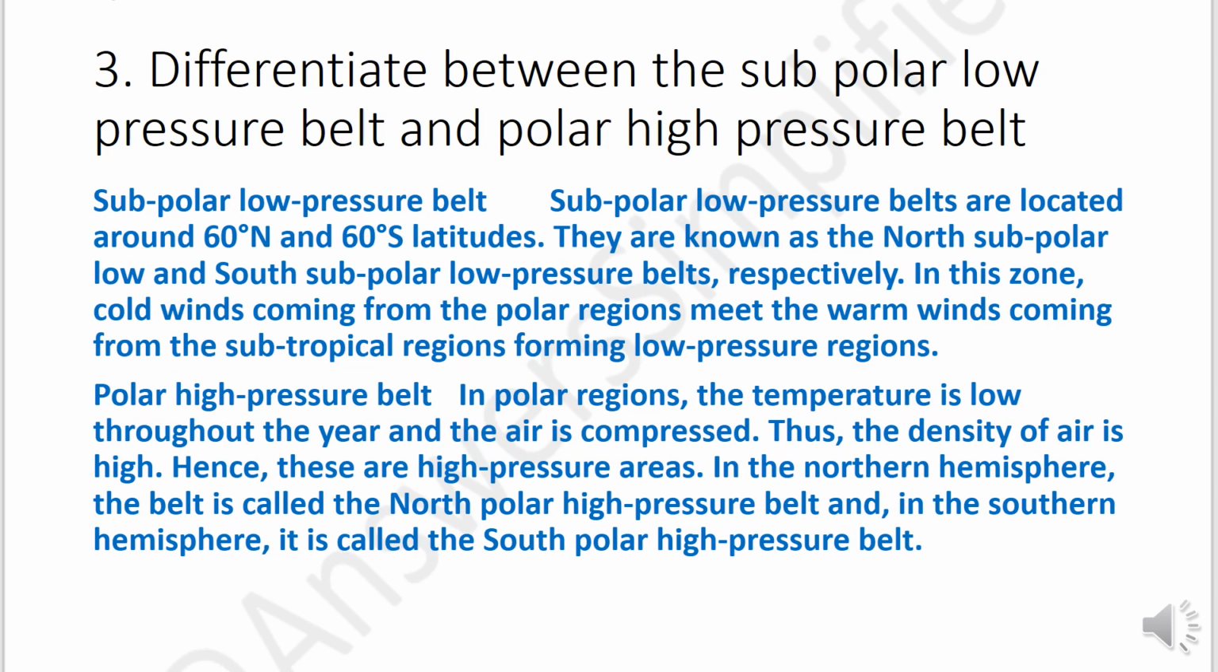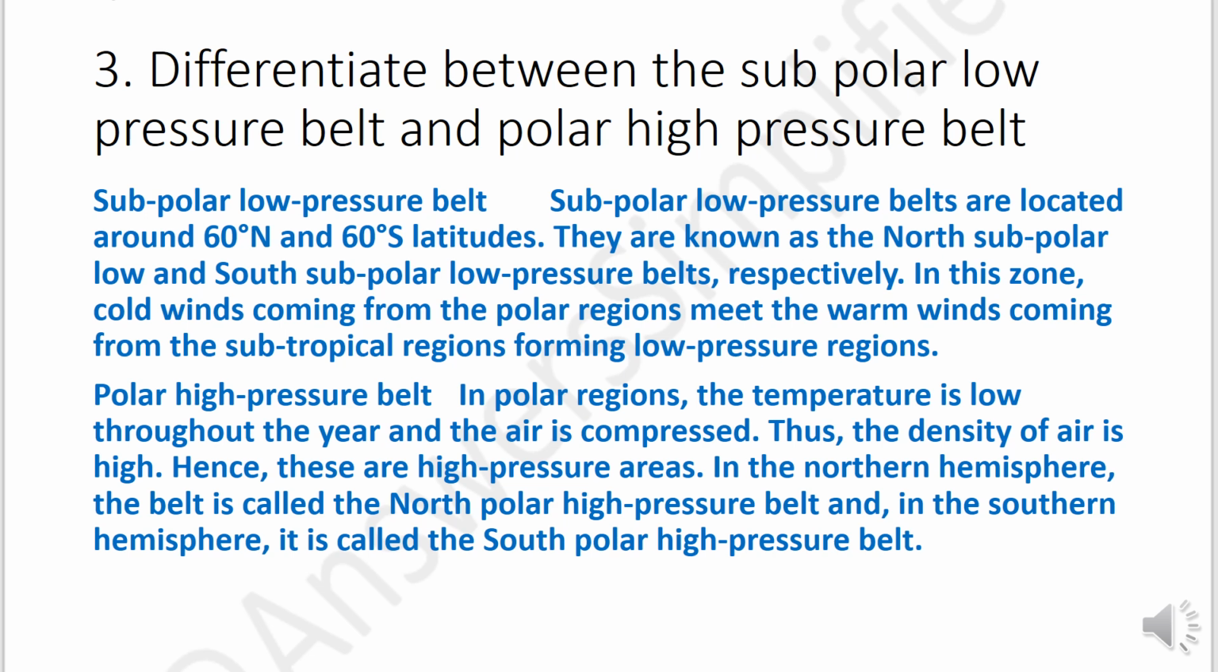Question 3. Differentiate between the subpolar low pressure belt and polar high pressure belt. Subpolar low pressure belt. Subpolar low pressure belts are located around 60° north and 60° south latitudes. They are known as the north subpolar low and south subpolar low pressure belts, respectively. In this zone, cold winds coming from the polar regions meet the warm winds coming from the subtropical regions, forming low pressure regions.